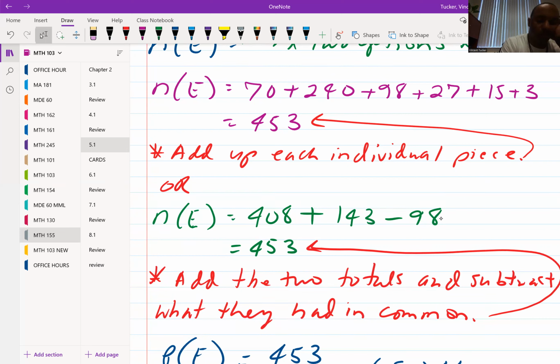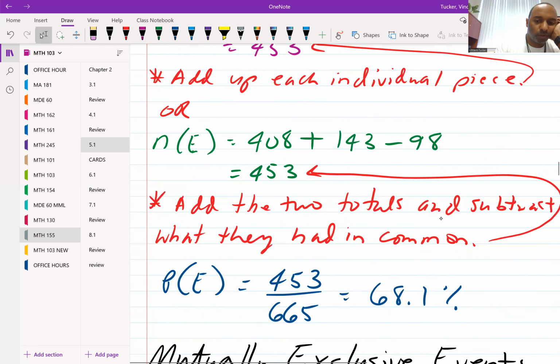Any questions? So probability would be 453 over 665, which is 68.1%.